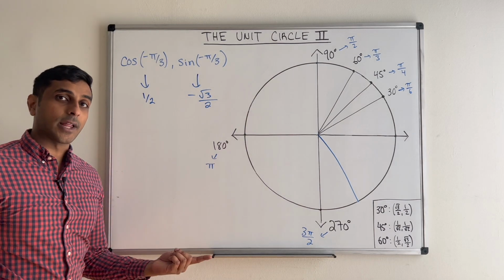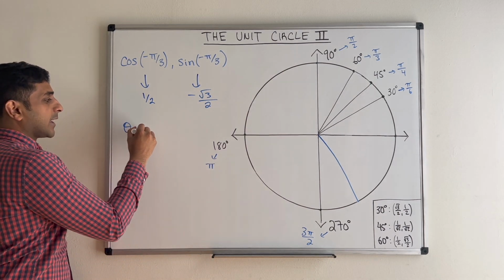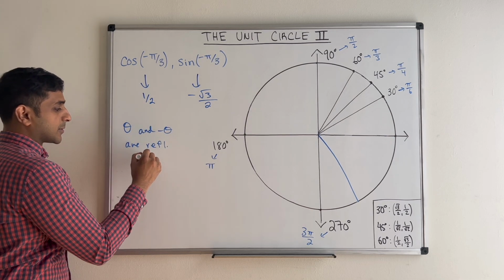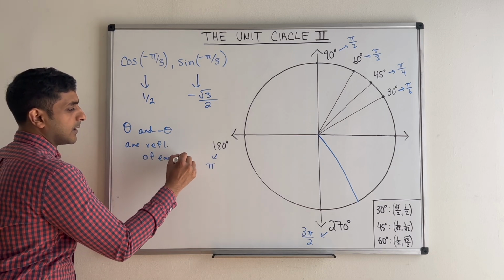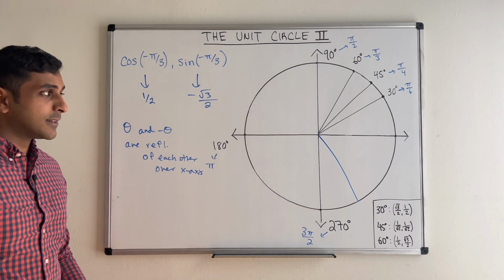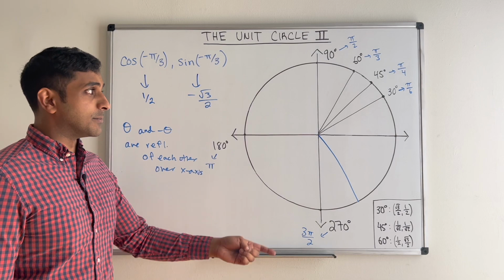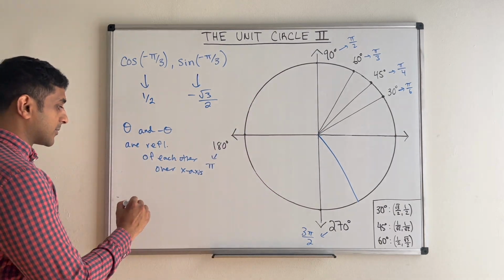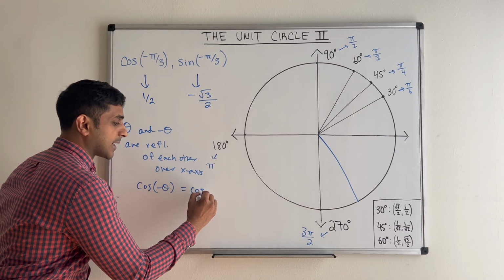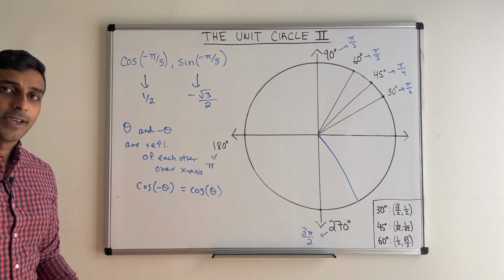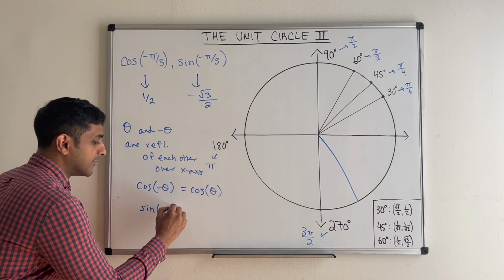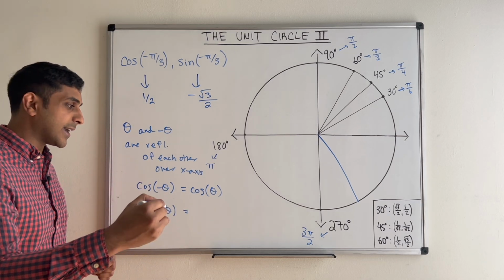In fact, you can generalize this result. Whenever you have an angle theta and negative theta, those are reflections of each other over the x-axis. And for that reason, their x-coordinates are always going to be the same, like in this case of pi/3 and -pi/3. So you can conclude that cosine of negative theta in general will equal the cosine of theta. And the y-coordinate, how is that going to change? So how is the sine of negative theta going to relate to the sine of theta?